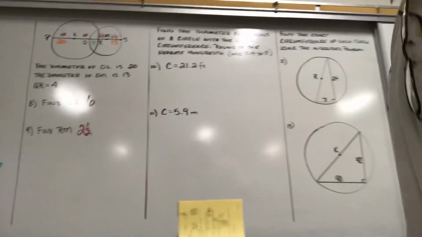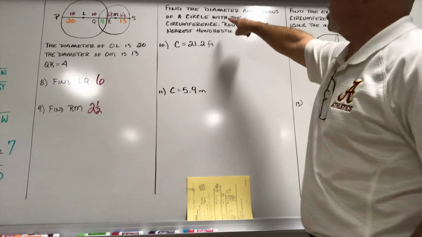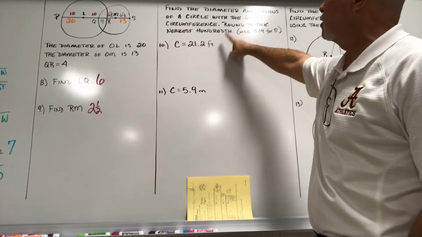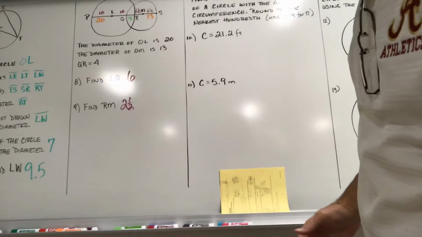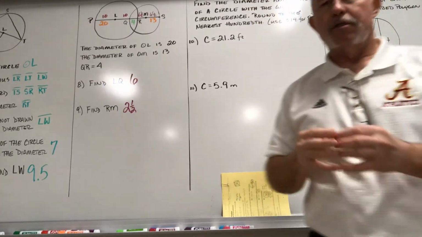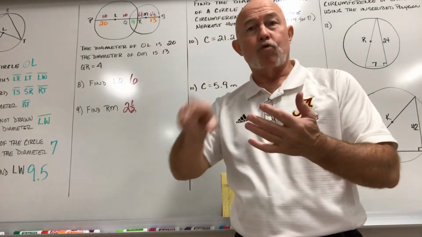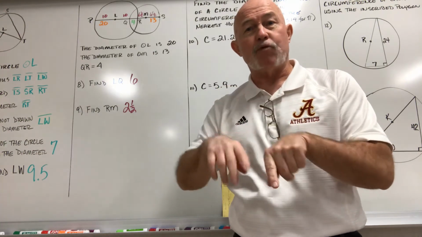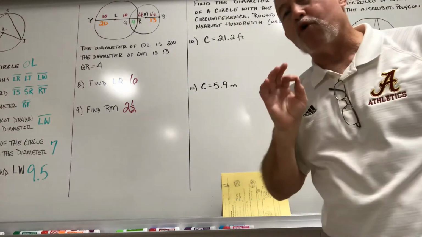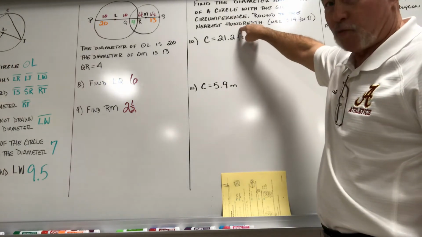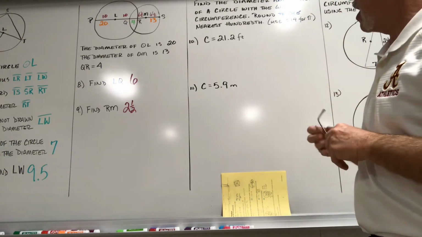Now, find the diameter and radius of a circle with the given circumference. Round to the nearest hundredth. You're going to get two different types. We go back to what we talked about with square roots. There's a difference between exact and approximate. This is asking for approximate because it says to round, and we're going to use 3.14 for pi.